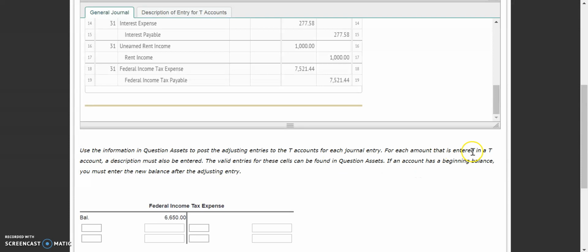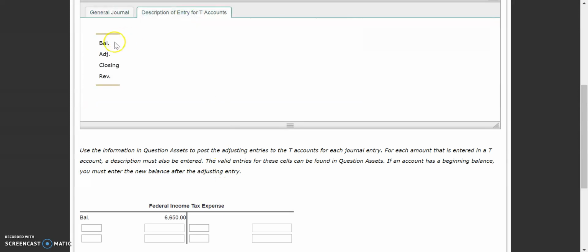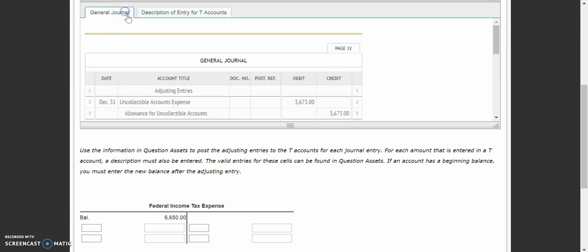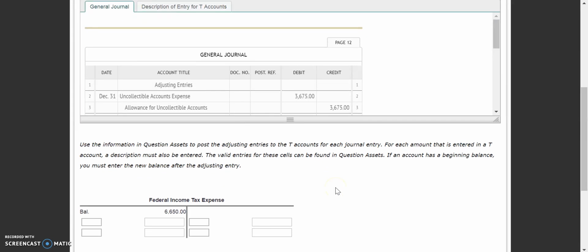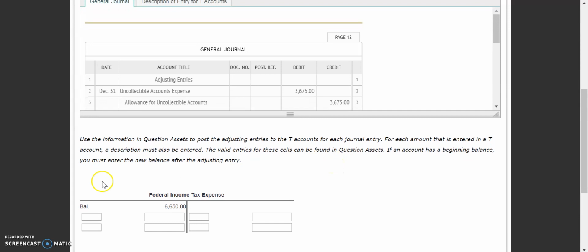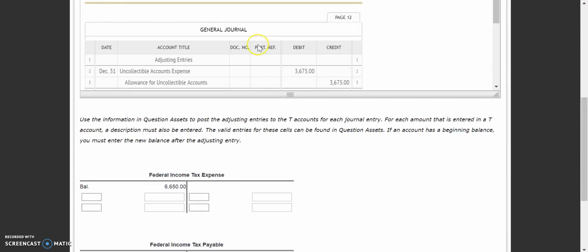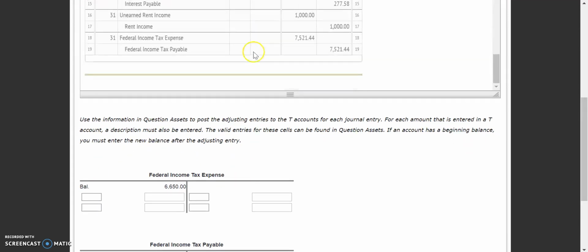For each amount that is entered in a T account, a description must be entered as well. So the valid entries, again, remember, are balance, adjusting, closing, or reversing. If an account has a beginning balance, you must enter the new balance after the adjusting entry. So when we do this here and plug this in, I should scroll down here all the way to the bottom.